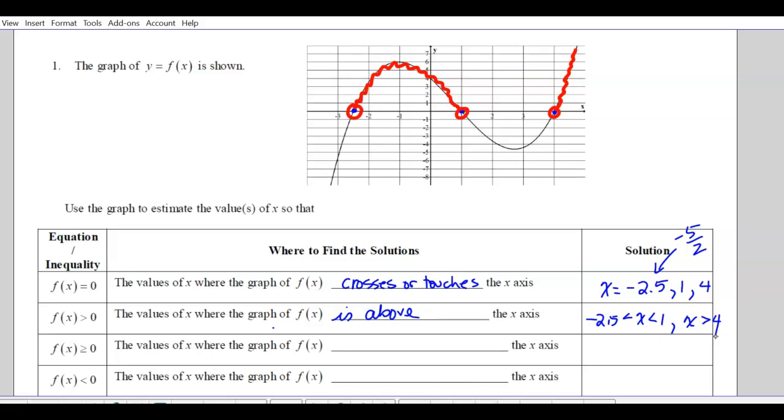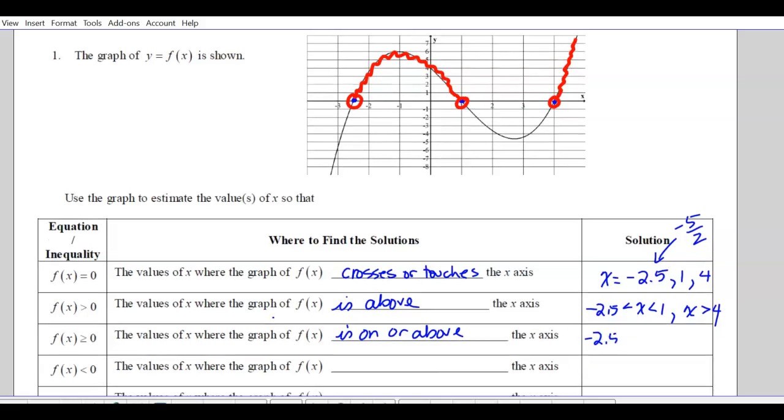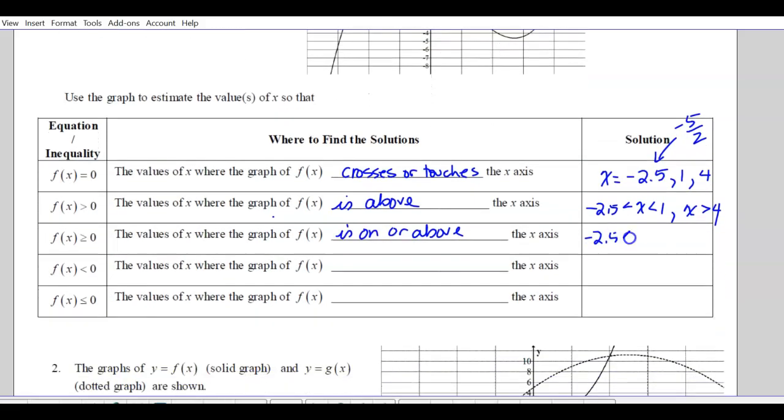Then the values of x where the graph is, the only thing different here, we've got an equal sign, is on or above the x-axis. So the only thing different here would be including the equal sign.